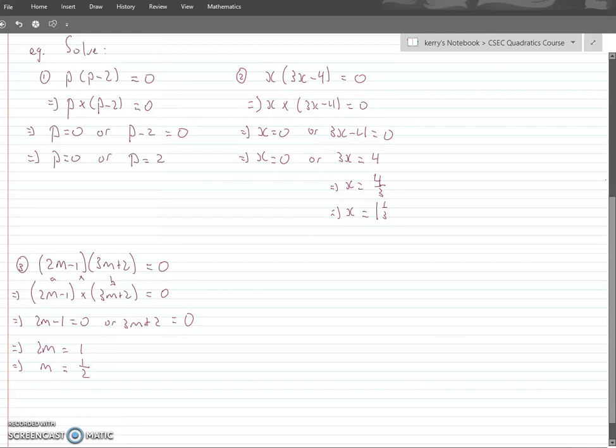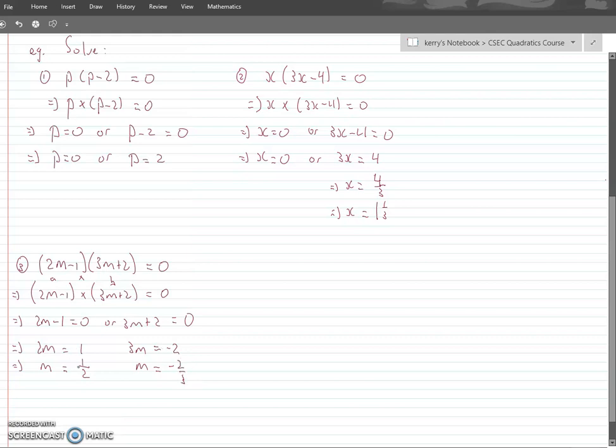Or this here is 3m plus 2. So this will give us 3m is equal to, when you subtract 2 from both sides, you'll get minus 2. And then when you divide both sides by 3, you will end up with minus 2 over 3, or minus 2/3. And that's the two answers.